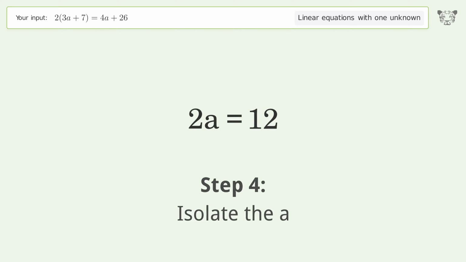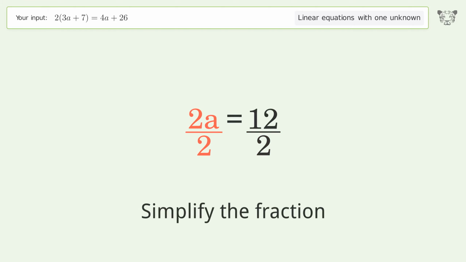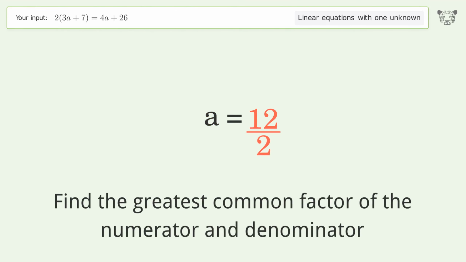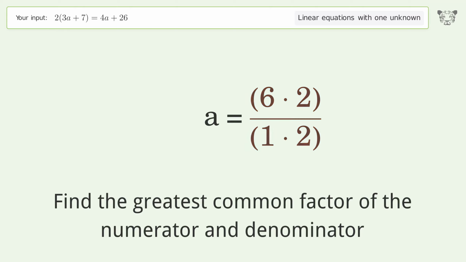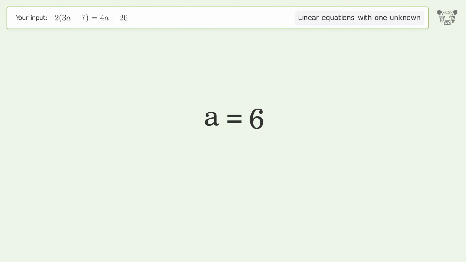Isolate the a. Divide both sides by 2. Simplify the fraction. Find the greatest common factor of the numerator and denominator. Factor out and cancel the greatest common factor. And so the final result is a equals 6.